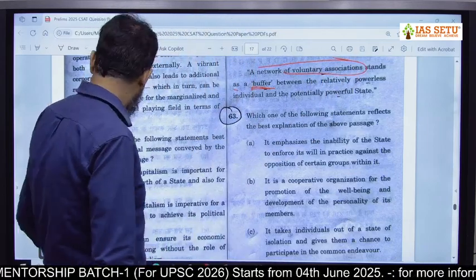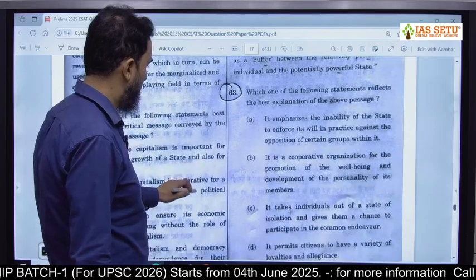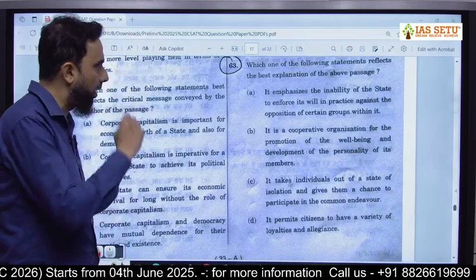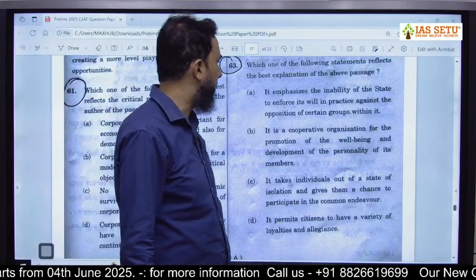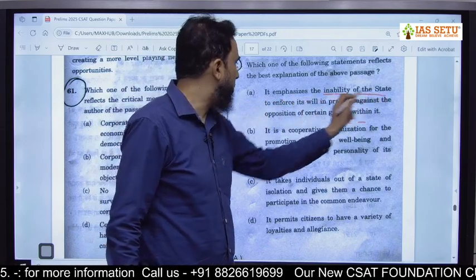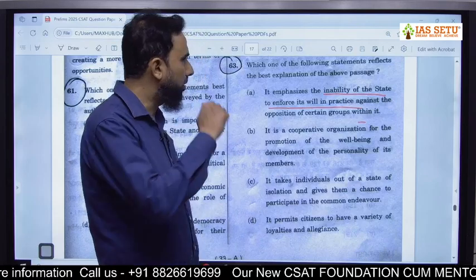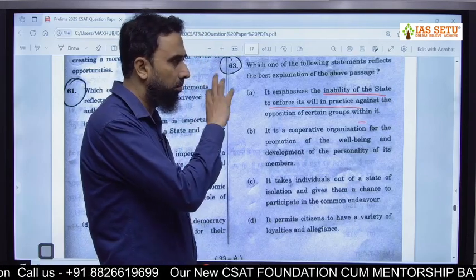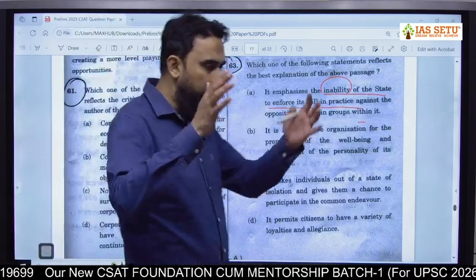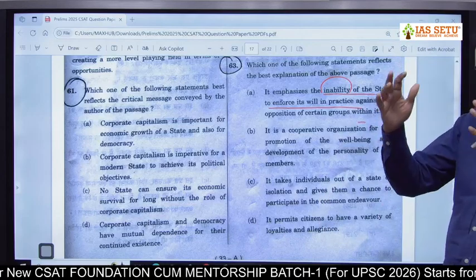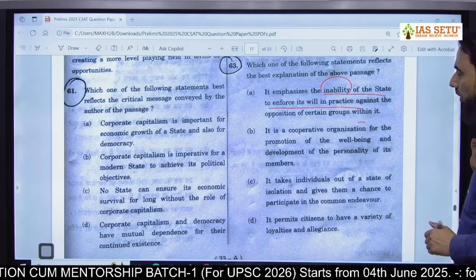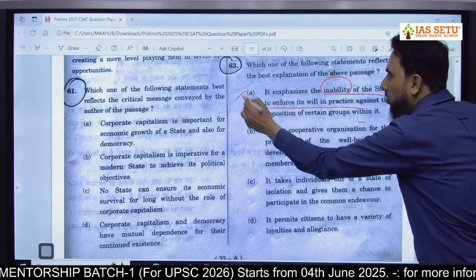Now, which is the best explanation? Option A says it emphasizes the inability of the state to enforce its will in practice against the opposition of certain groups within it. It has generalized in a way that it emphasizes the inability of the state to enforce its will in practice. It is rather not inability. So this choice of words makes it incorrect. It is rather how the voluntary organizations protect the individuals relatively and give a space to those who need the protection. So A is out because of its generalized nature.